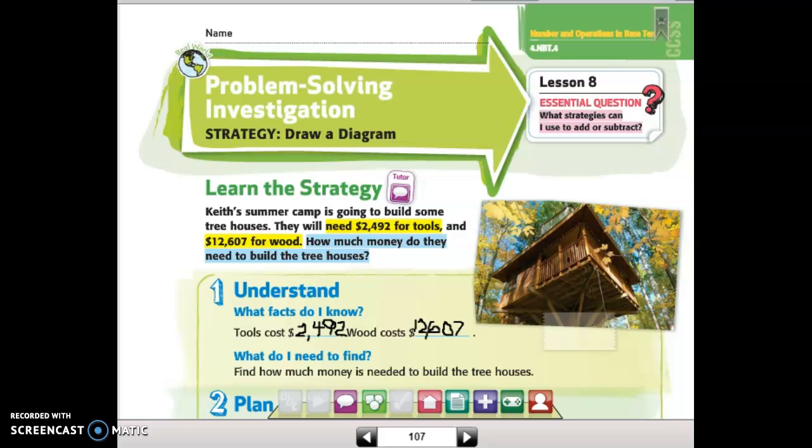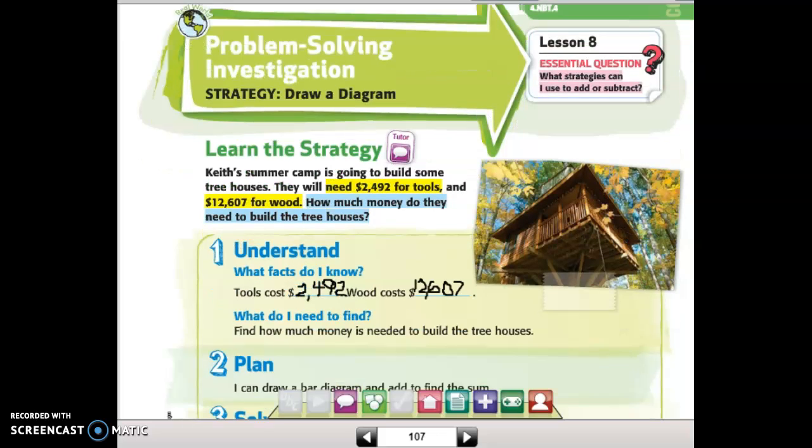Okay, we're on Chapter 2, Lesson 8. What strategies can I use to add or subtract? And we're going to be doing problem solving. Strategy is draw a diagram.